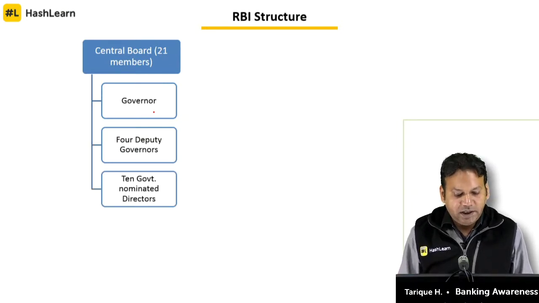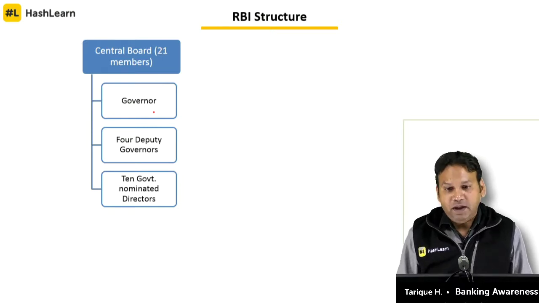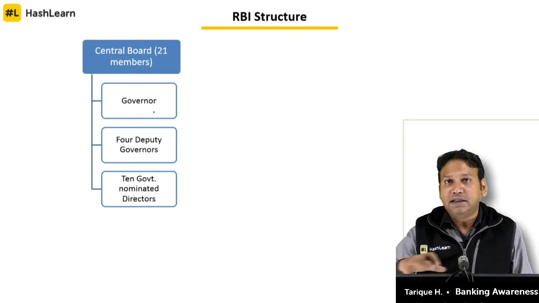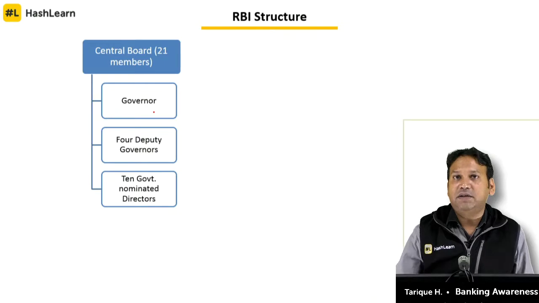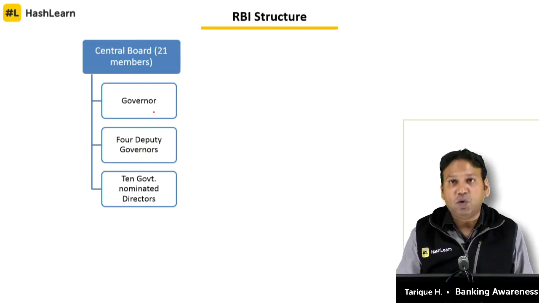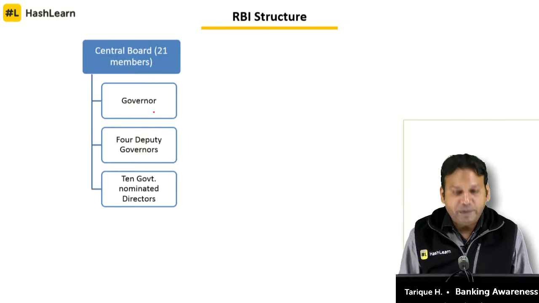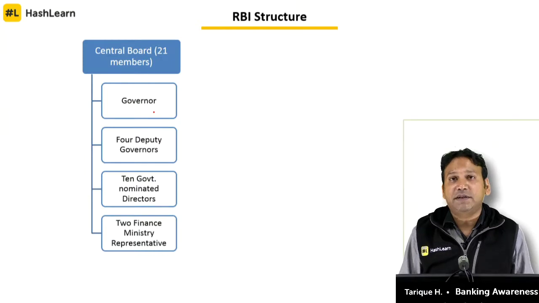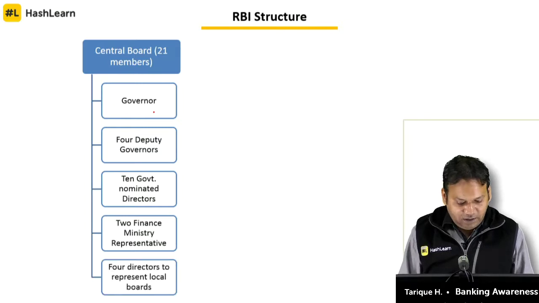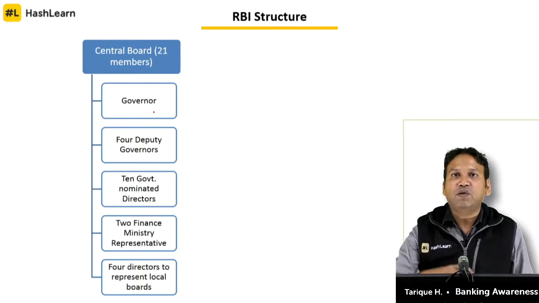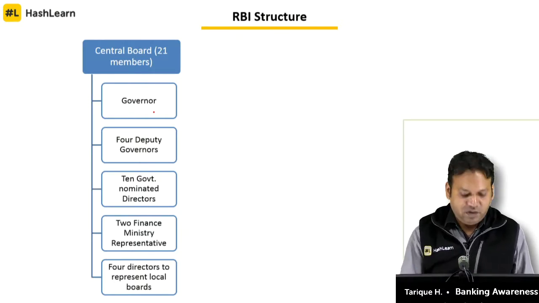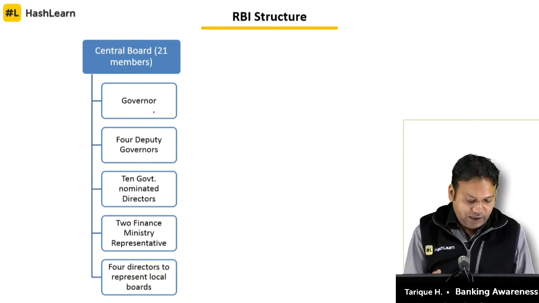Then we have 10 government nominated directors. These 10 directors come from various sectors of our country and represent all the sectors in the Reserve Bank of India. Clear? तो एग्रीकल्चर हो गया, इंडस्ट्री हो गया, हर सेक्टर में से एक दो लोग आते हैं, एंड दे फॉर्म द 10 गवर्नमेंट नॉमिनेटेड डायरेक्टर्स टू रिप्रेजेंट द इंडस्ट्री. देन 2 फाइनेंस मिनिस्ट्री रिप्रेजेंटेड, 2 गवर्नमेंट रिप्रेजेंटेटिव्स. द 2 फाइनेंस मिनिस्ट्री रिप्रेजेंटेटिव्स आर देयर, एंड 4 डायरेक्टर्स टू रिप्रेजेंट लोकल बोर्ड्स, नॉर्थ, साउथ, ईस्ट एंड वेस्ट.